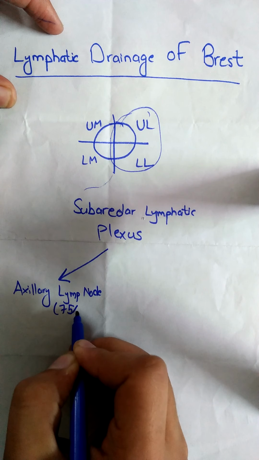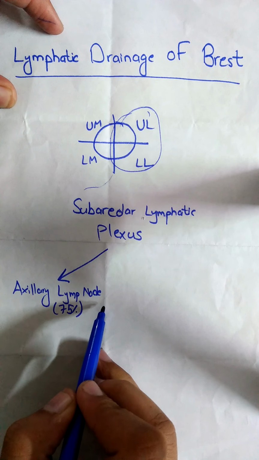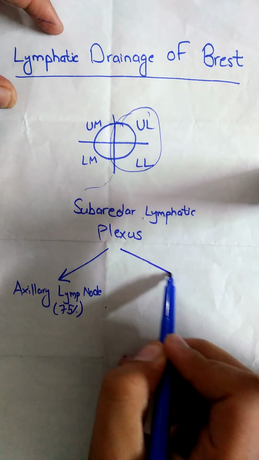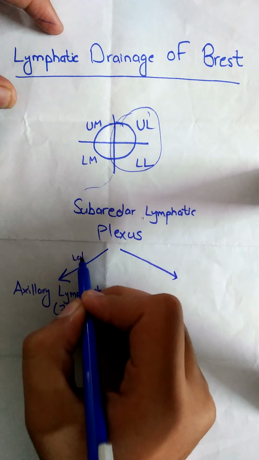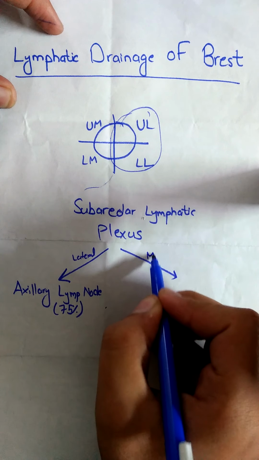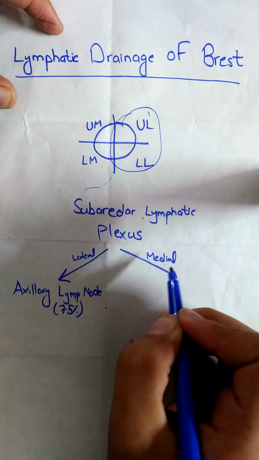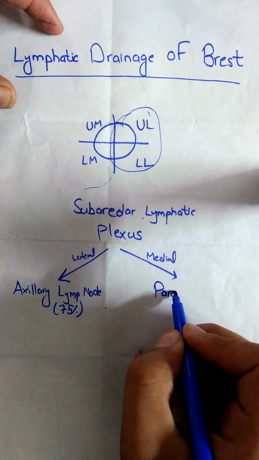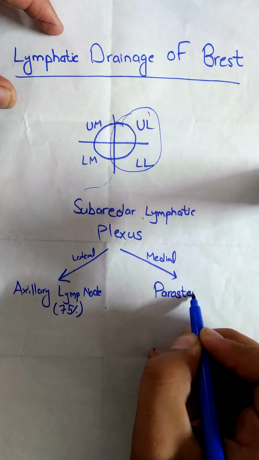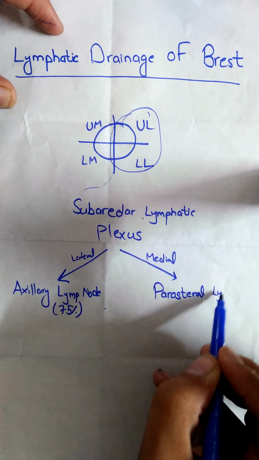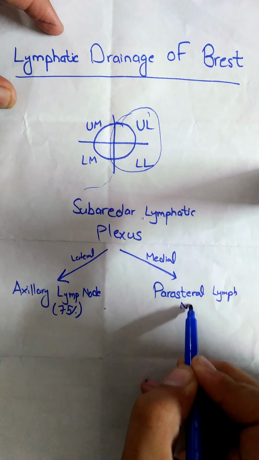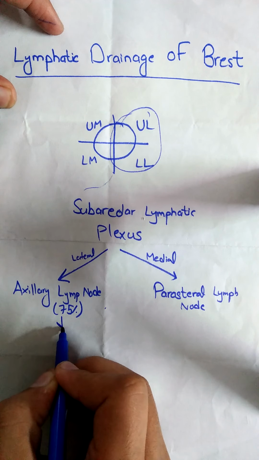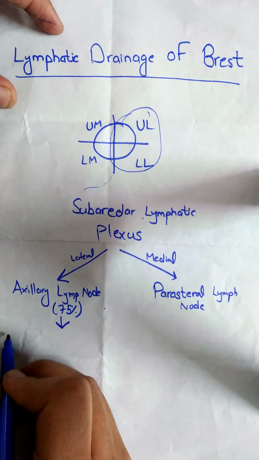About 75% of the lymph of the breast is draining into the axillary lymph nodes from the lateral quadrant of the breast and from the medial quadrant of the breast. These were the lateral and this is the medial. And from the medial quadrant of the breast, the lymph is draining into the parasternal lymph node. From the axillary lymph node, the lymph will drain into the clavicular lymph nodes.